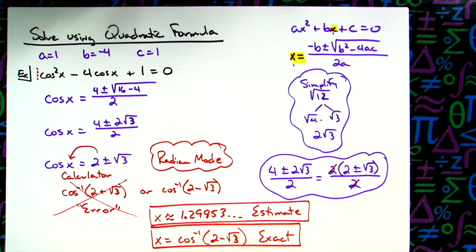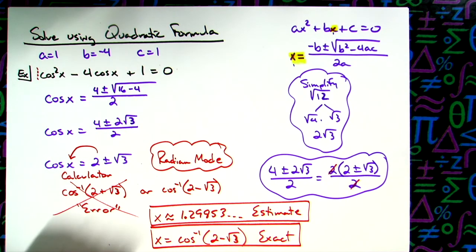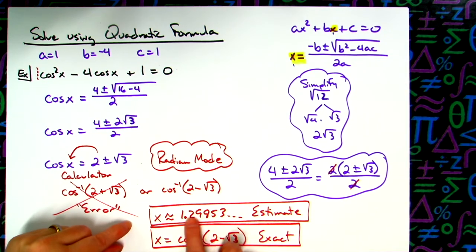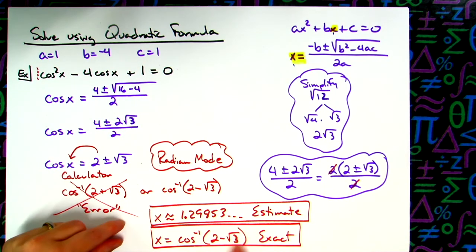Now, technically there's one more step, because there's always one more step. When you did the quadratic formula in Algebra 2, what were you supposed to do when you got done and found your answers? Plug it back in and see if it worked. Now I can't plug in 1.29953 and see if it works, because it's not going to work. I mean, that's an estimate. I need to plug this back in.